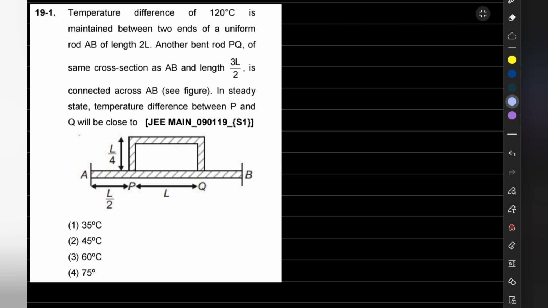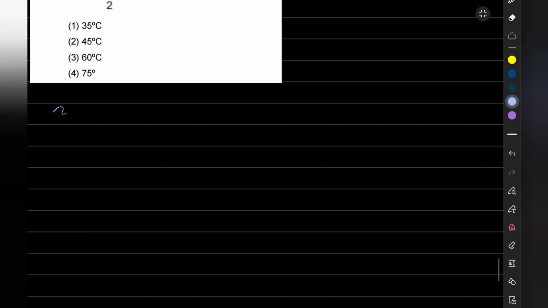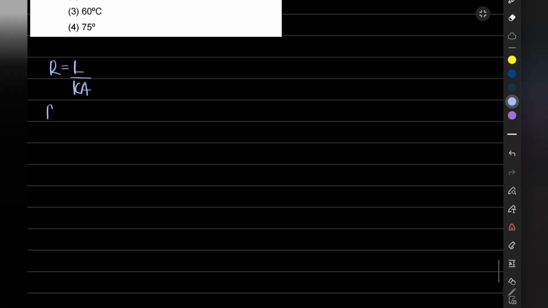So we know the formula for thermal resistance: R is equal to L by KA. We will assume that the material is the same, and of course they have mentioned that the area is also the same. Because they have not mentioned anything about the material, I will say that my material is constant, it is not changing. So K will also remain constant, and A they have said is constant. So resistance will be directly proportional to length.